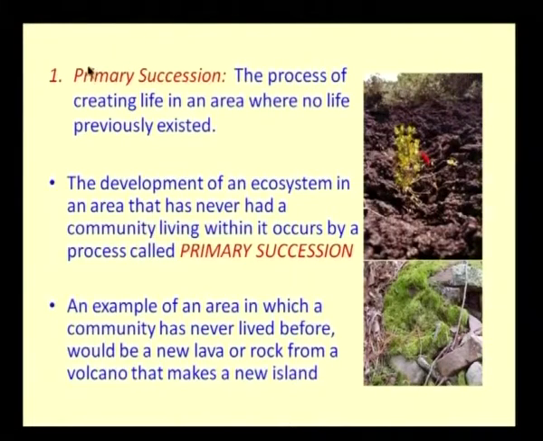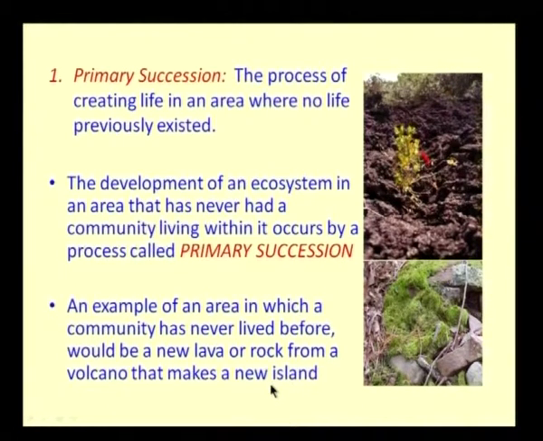Now we go to what is the primary succession and secondary succession. So, primary succession is the process of creating life in an area where no life previously existed. So, the development of an ecosystem in an area that has never had a community living in it occurs by a process called primary succession, in other words. An example of an area in which a community has never lived before would be new lava or rock from a volcano that makes a new island.